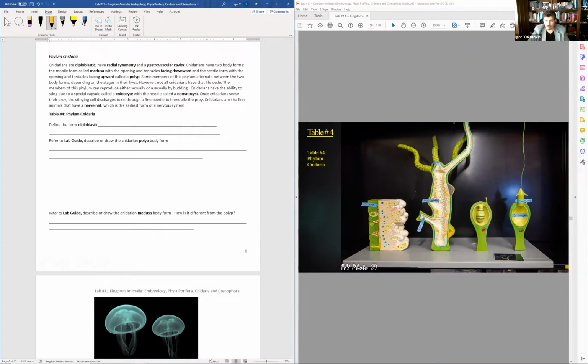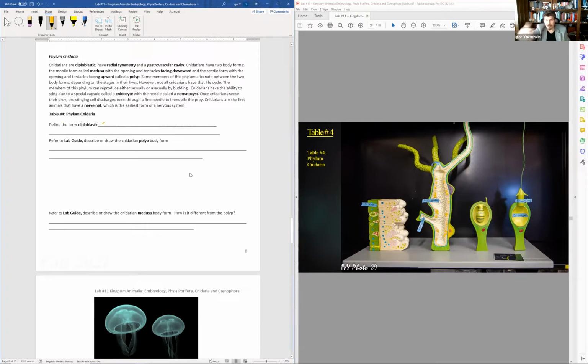And we already talked about, let's see, yeah. Define the term diploblastic. Two embryonic layers, ecto and endoderm. That's the cnidocyte, and that's the nematocyst. So the capsule itself. This is the capsule kind of springed in, and that's the release, so delivering the toxins.